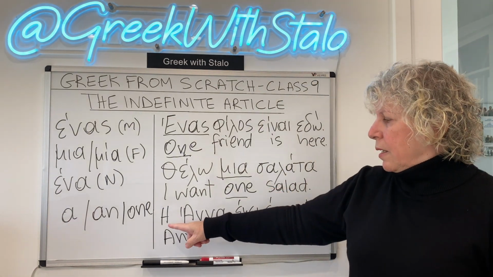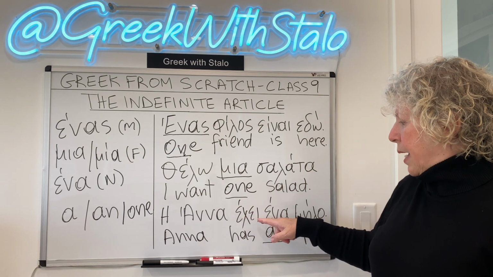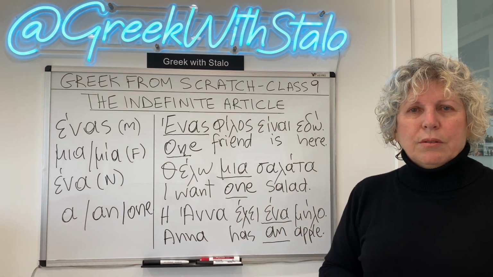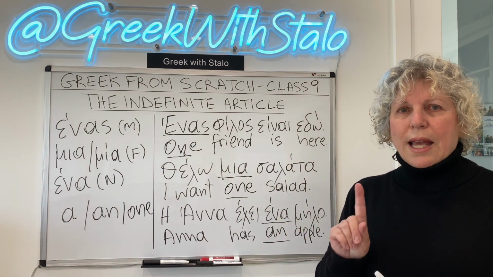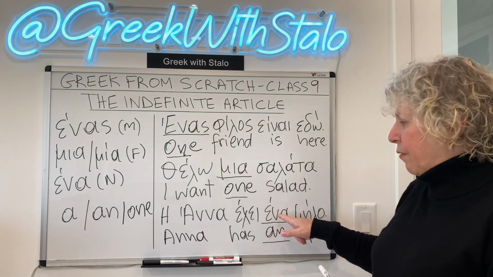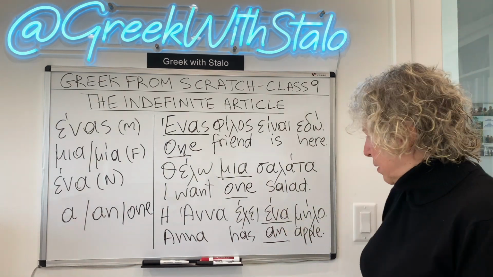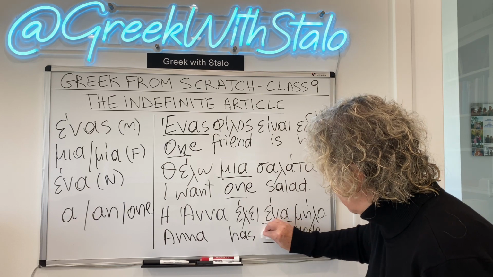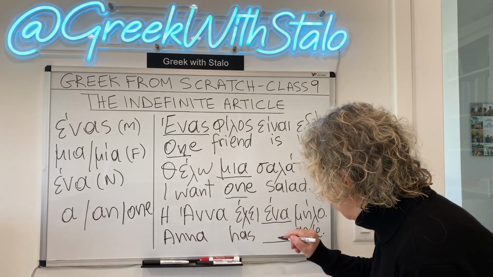And finally, η Άννα έχει ένα μήλο. Not two, just one. Ένα μήλο. So we emphasize the word ένα. And we translate it as "one".